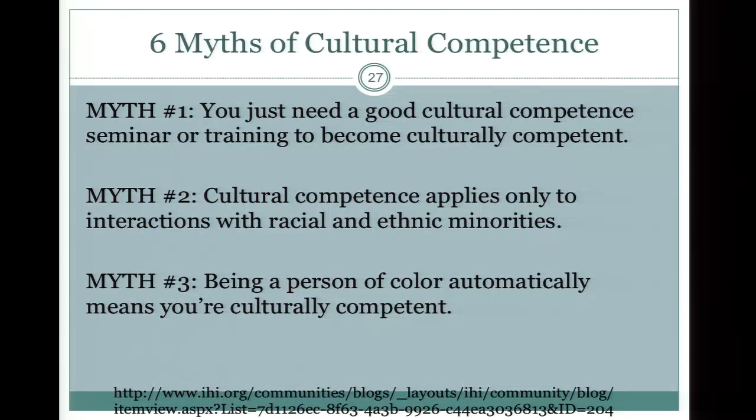And then the other one, myth 3, being a person of color automatically means you're culturally competent. Wow, okay. So usually when the call comes out, we want a cultural competency champion or a diversity champion, and the person of color gets tagged. But what if that's the resident homophobe in your department? That person's not culturally competent in all different areas. And none of us probably is going to be culturally competent in every single area because there's a continuum and we're all learning.